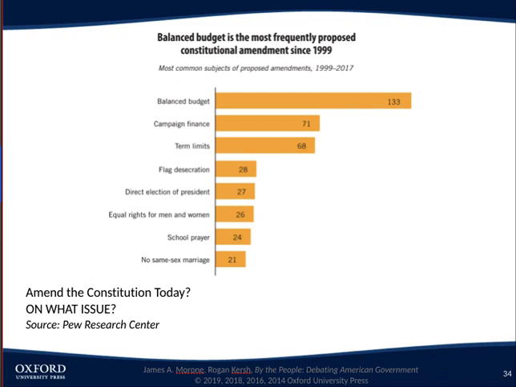Another popular amendment that's been floating around is making it illegal to burn the flag, and direct election of the president, so getting rid of the Electoral College. The Equal Rights Amendment has been around for many, many decades. We'll talk about that later. Then there's school prayer, I think that's allowing school prayer, and also no same-sex marriage. Those are also proposals that have been floating around since 1999.